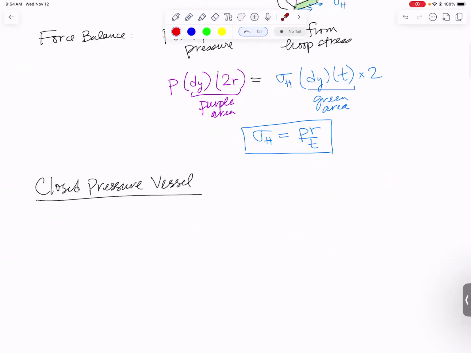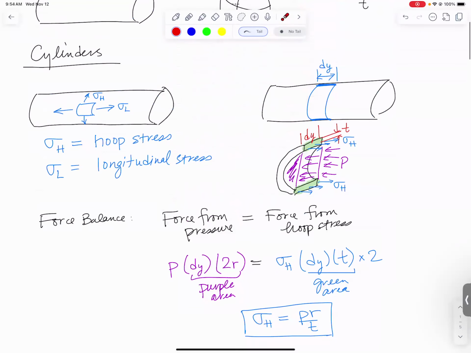So let's talk about sigma longitudinal. And for this one, we want to think about a closed pressure vessel because I just drew a generic cylinder. Sometimes they're closed on the end, like a pressurized cylinder or pressurized can of soda. Sometimes they're open though. Sometimes it's a pipe with fluid flowing through it. I want to focus first on the closed pressure vessel.